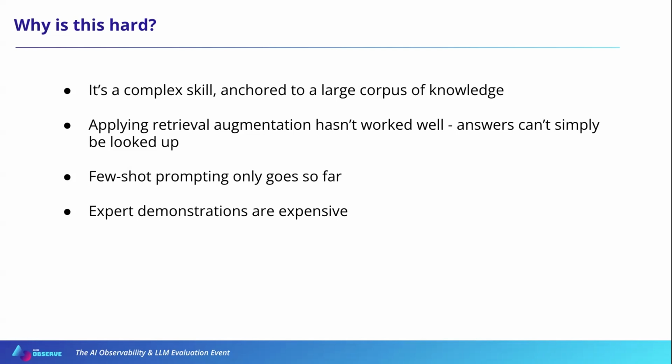One obvious thing to try here is retrieval augmentation, but in practice, this hasn't worked well yet on this class of problem. For one thing, the questions that interest Harvey in this case can't simply be looked up in a few places. They require deep knowledge integration. Few-shot prompting with expert demonstrations also only gets you so far. It may help a bit with the structure of an answer, but not as much in eliciting the obscure knowledge that's actually required to answer these questions. Also, expert demonstrations are very expensive to collect.